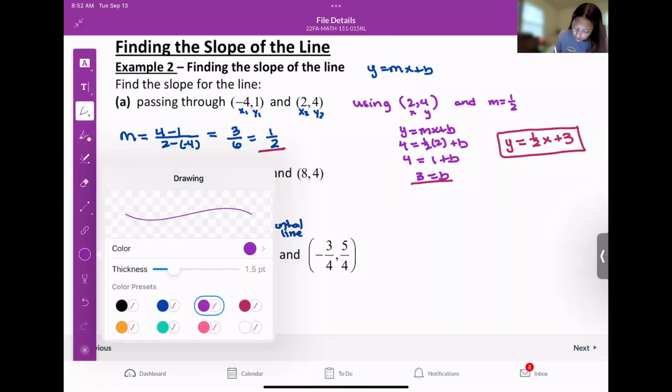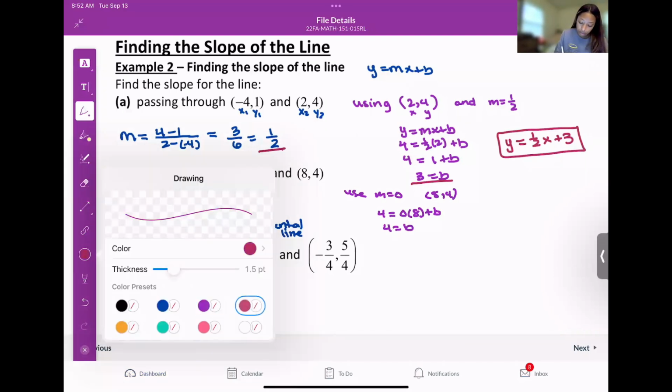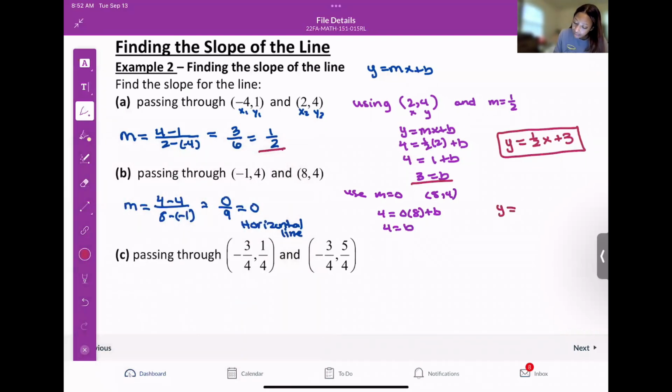So if we use m equals 0 and either of these points, say 8, 4, we'd have 4 equals 0 times 8 plus b. 0 times 8 is 0, so we get 4 equals b. And then the equation would be y equals 0x plus 4, which is just y equals 4.